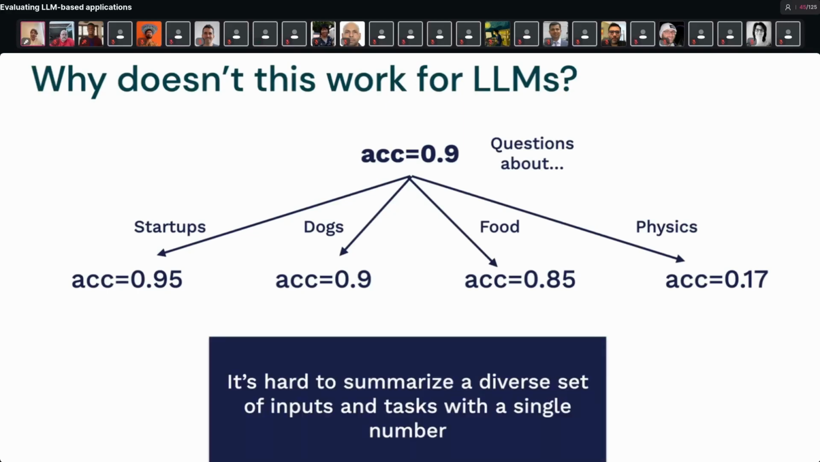Well, it depends, right? It's really hard to summarize whether this performance on this diverse set of tasks is good or not, because it depends a lot on the problem that you're trying to solve. Like if this is a chatbot for 9-year-olds who just have lots of questions about dogs and food, this is maybe a pretty good chatbot. But if you need it to answer questions about physics, this is not a very good chatbot.